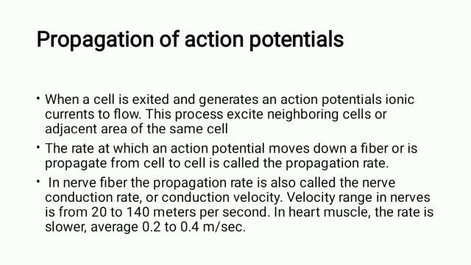Then next one is the propagation of action potential. The propagation rate is the rate at which the action potential moves down a fiber or propagates from cell to cell. In nerve fiber, the propagation rate is also called the nerve conduction rate or conduction velocity. It can range from 20 to 140 meters per second. In heart muscle, it can be slower.